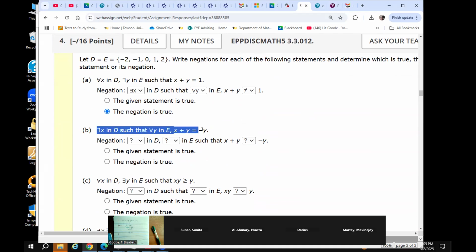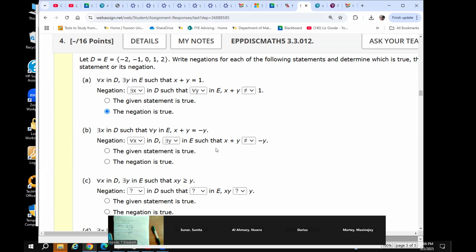We're going to negate this statement. Okay, so what happens to the there exists X in D? We're negating it. For all X. Good. What happens to such that for all Y in E? What happens to that? There exists Y. Great. Good. And then what happens to the predicate X plus Y equals -Y? Just the equal to changes to not equal to.